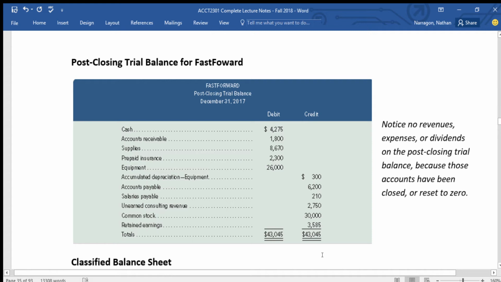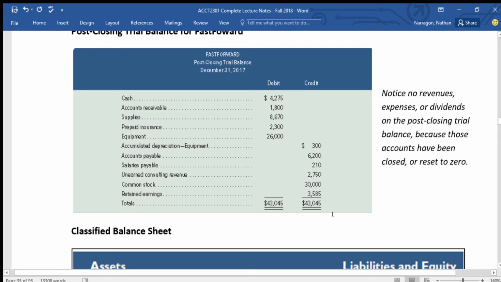So if everything else is matching up, it should match your balance sheet to a T, to the amounts that are in the balance sheet. Okay? But anything in the closing trial balance, if it's 0, it does not show. And that's only going to be dividends, revenue, and expenses.